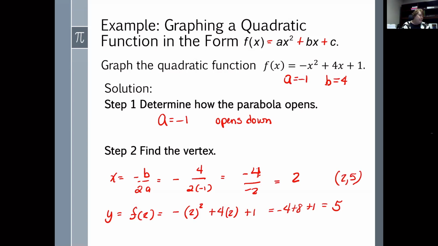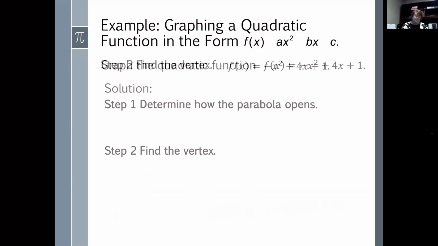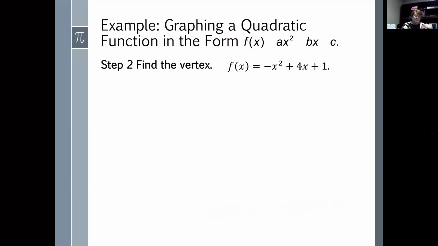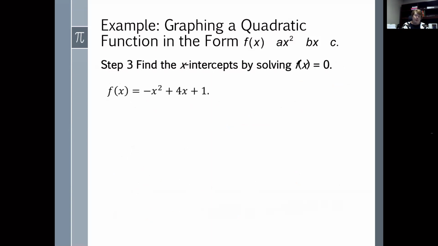All right, so next I'm going to look for the x-intercepts. And I already found the vertex. We're going to look for the x-intercepts. And we find the x-intercepts by setting this function equal to 0. And that's not factorable. So I'm going to have to use the quadratic formula.